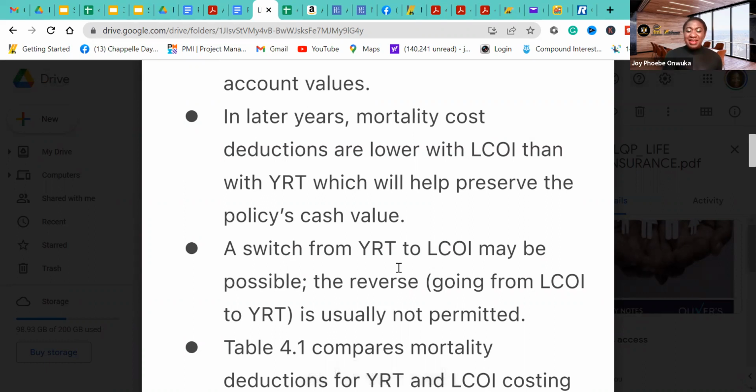Now, I think I'm going to go check out all these level cost of insurance and compare.